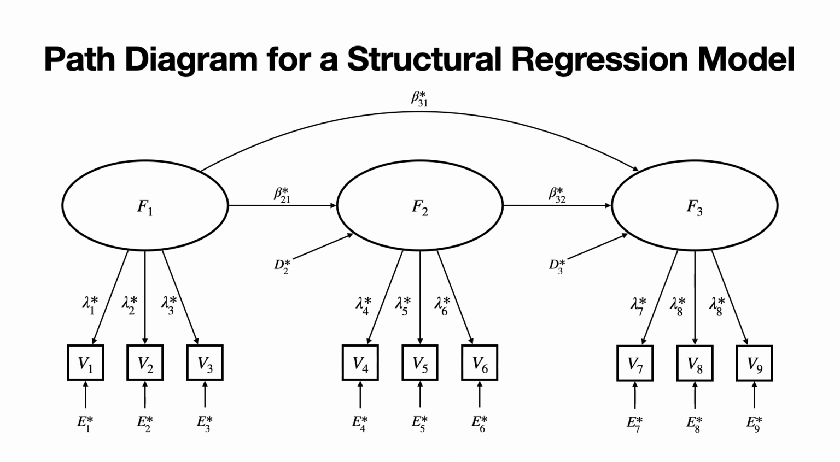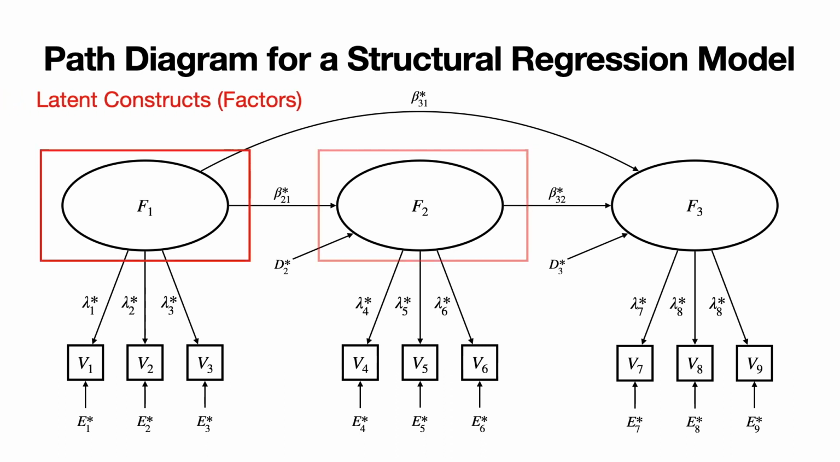Now let's first identify the latent constructs or factors in this model. Again, the latent constructs are represented by ovals or circles, and so we see that F1, F2, and F3 are the latent constructs in this model. Let's stop a moment and look at the relationships between these latent constructs that are specified by this path diagram.